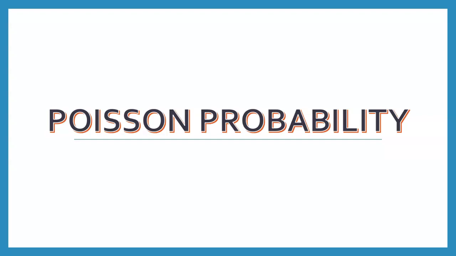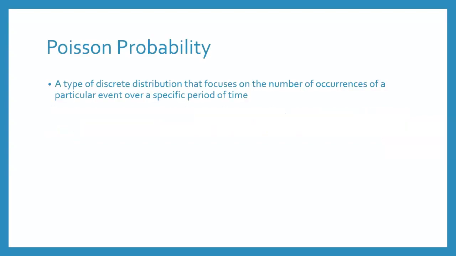Let's talk about Poisson probability. So Poisson probability is a type of discrete distribution that focuses on the number of occurrences of a particular event over a specific period of time. And that last part there is what's really important, because if we're given a certain amount of time, that can lead us into knowing that we're dealing with Poisson.